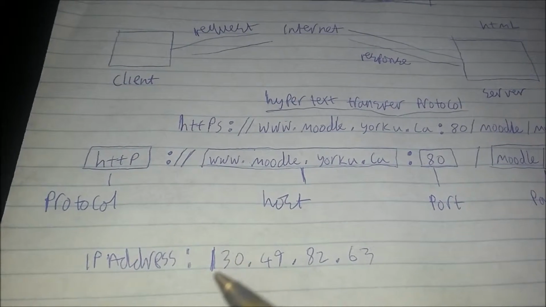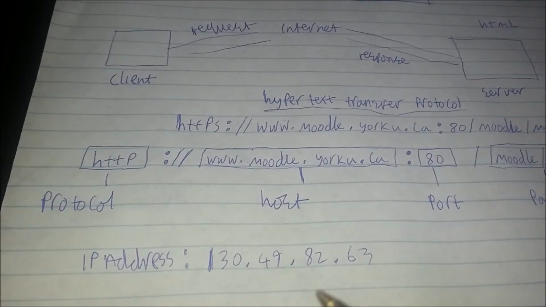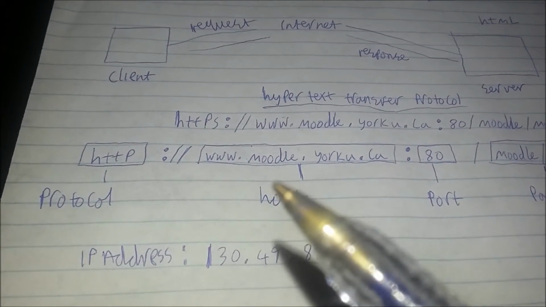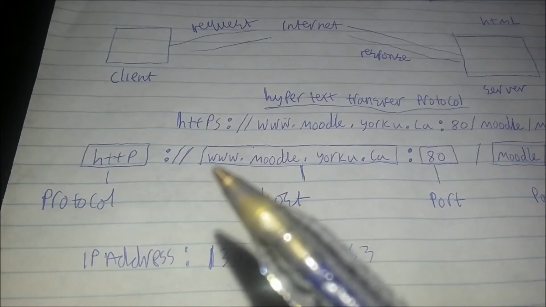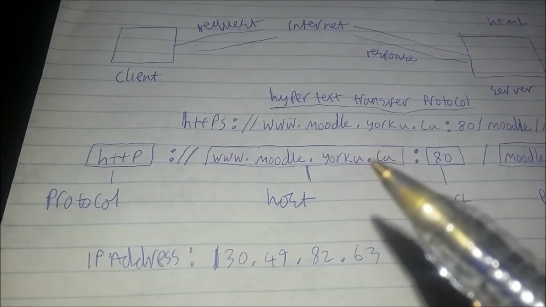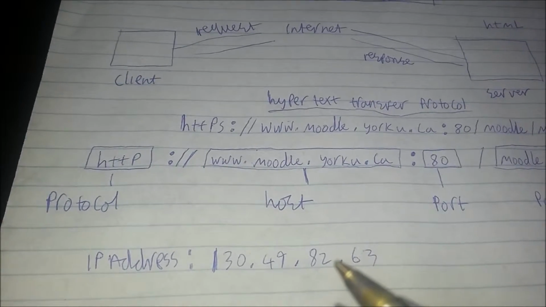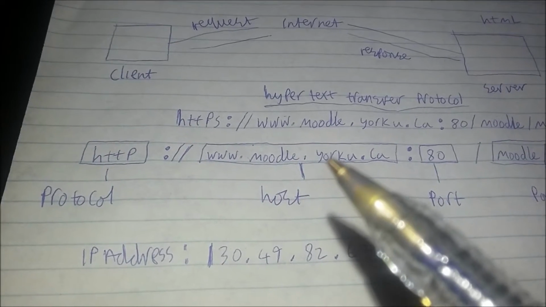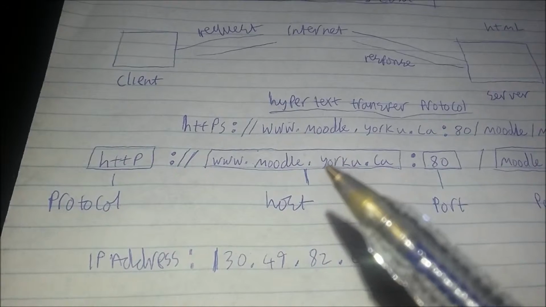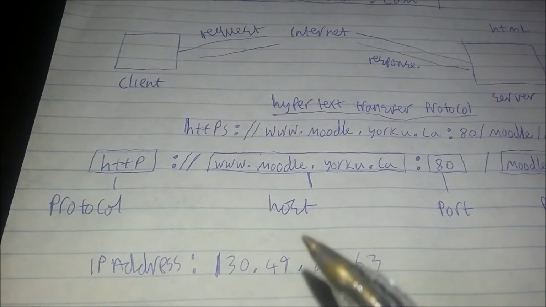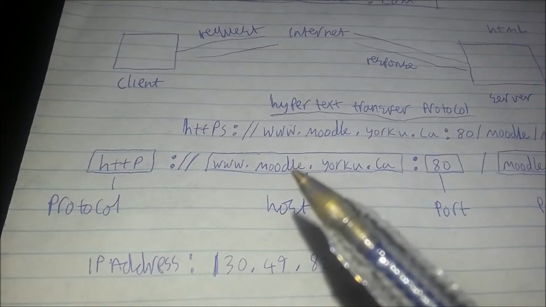Now, this is known as the IP address, and you'd realize that there is nowhere on the URL that has the IP address. Instead, there's a www.moodle.yourq.ca. Now, if you replace this with the IP address, you'd still get the exact same website. But the reason why it has a moodle.ca instead of the IP address is because this is much easier to remember.